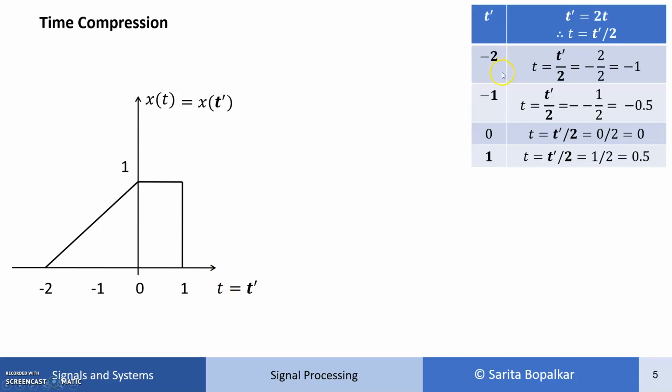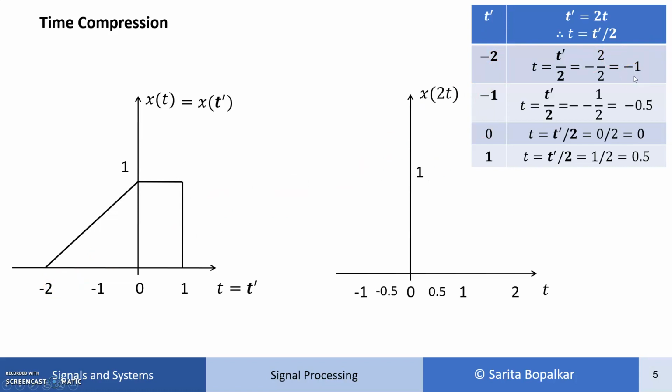And when t dash is -2, -1, 0, 1, we'll calculate t using this. t dash we want to convert to twice t. So t becomes t dash by 2. So in this formula, we'll keep t dash equal to 2. What is t? -1. It means whatever the amplitude at t dash equal to 2 will get shifted to t equal to -1.